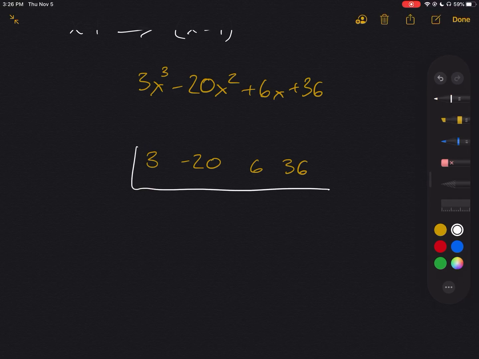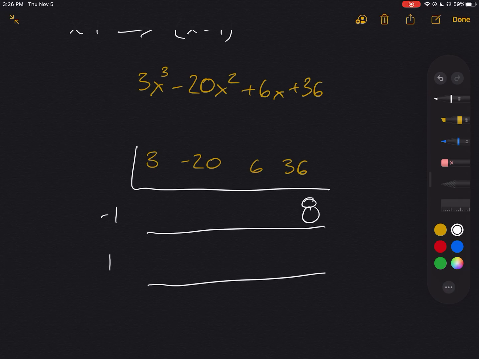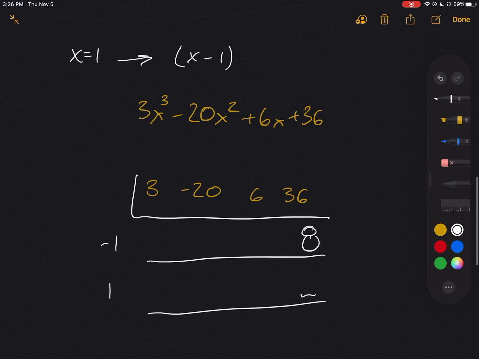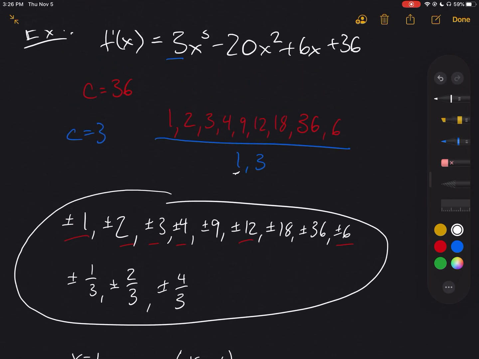So maybe I start with negative 1, and I do synthetic division, and if I get a remainder of 0, then that's a factor, right? Maybe it's not a factor, maybe I get 8. So then I try positive 1. I rip through some synthetic division, and I get some number, and it tells me whether it's a remainder or not. So this is where the rational root theorem combined with synthetic division allows us to start checking factors really quickly.